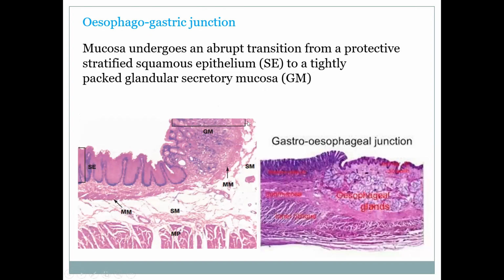These are the pictures of the esophagogastric junction. Here the mucosa has an abrupt transition from the protective stratified squamous epithelium of the esophagus to the tightly packed glandular secretory mucosa of the stomach.